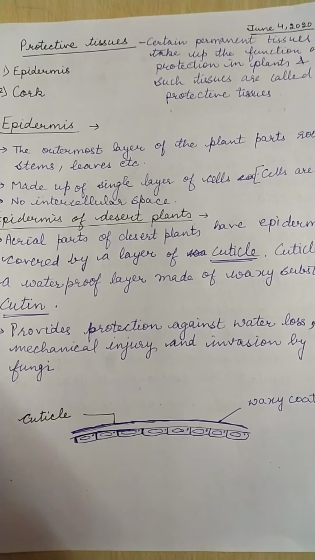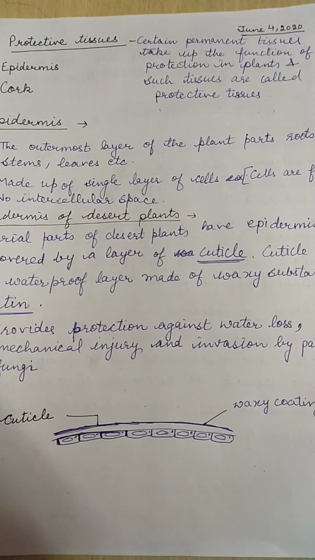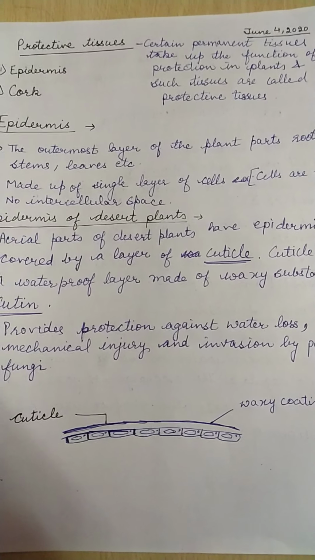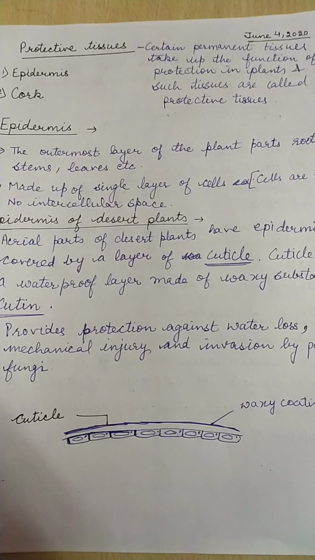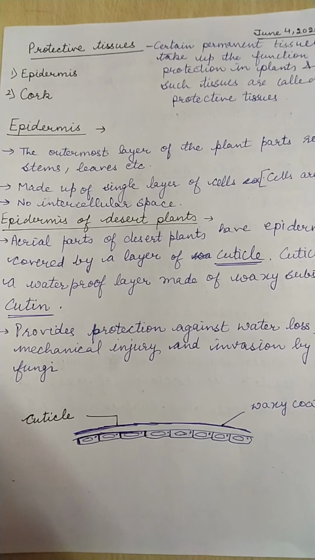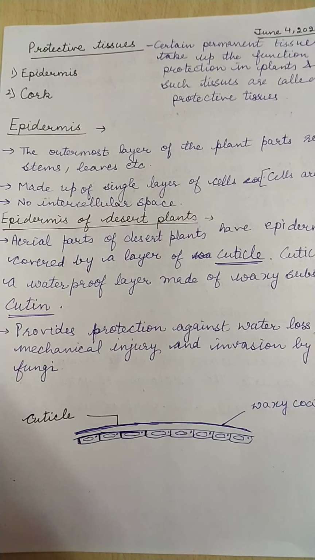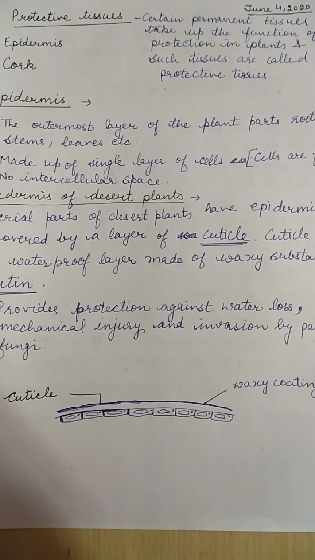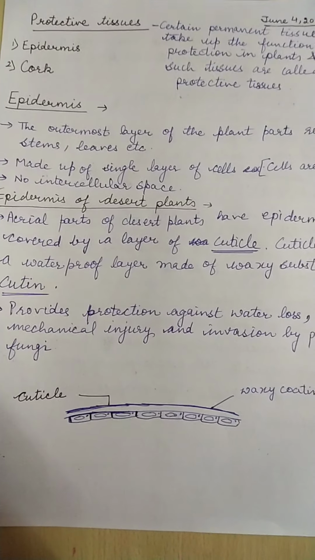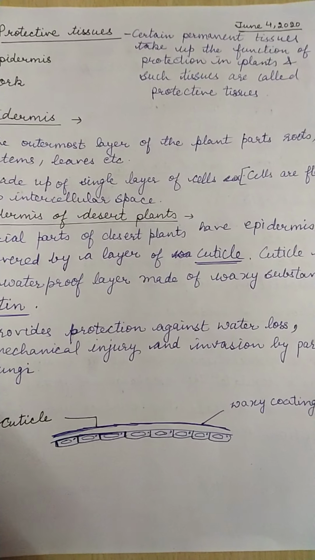Till now, in the plant tissues, we discussed the simple permanent tissues. Before going to the complex permanent tissues, I need to tell you about some of the protective tissues, which are some of the simple permanent tissues. They take up the function of protection in the plants, and we call them protective tissues.